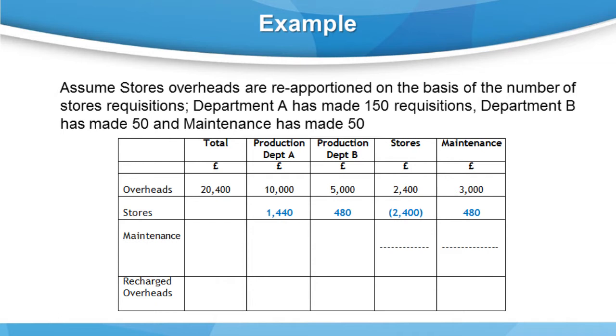Carrying out this method for Department B and for maintenance gives us the following results. Now we can see that there are no longer any overhead costs charged to stores.